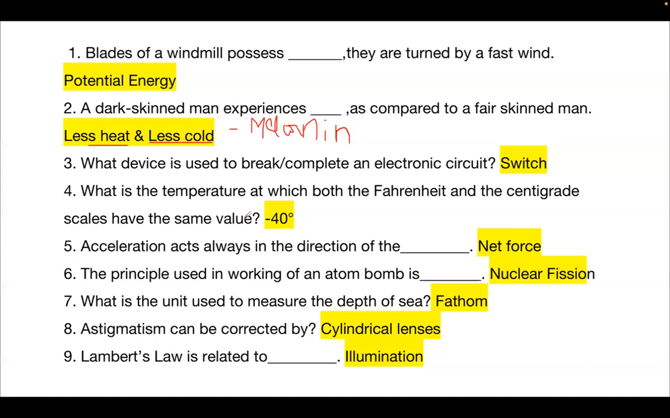Okay. And the next question is, which device is used to break and complete an electronic circuit? And the correct answer is switch. Okay. And at what temperature will both the Fahrenheit and the centigrade scales have the same value? The answer is minus 40 degrees. At minus 40 degrees, both Fahrenheit and centigrade scales will have the same value.